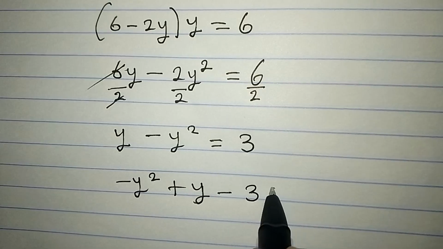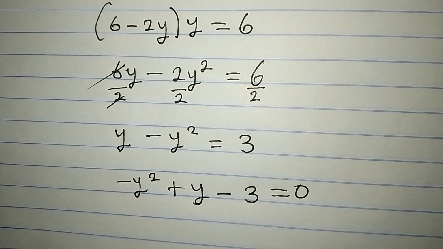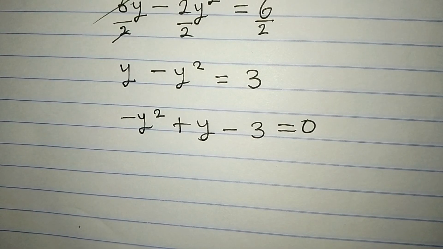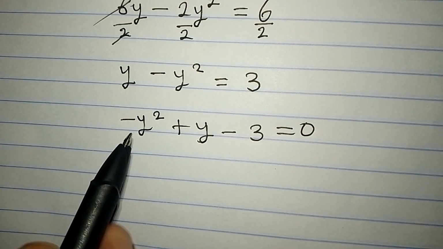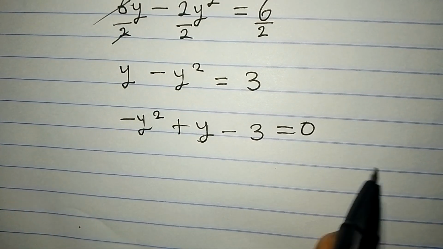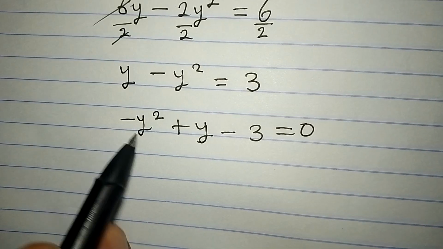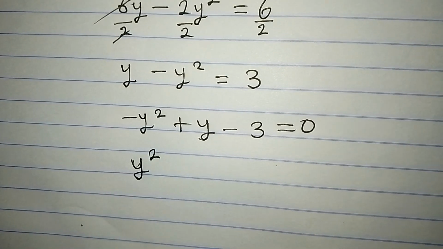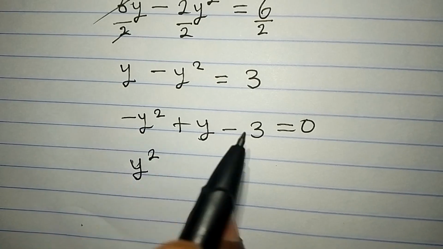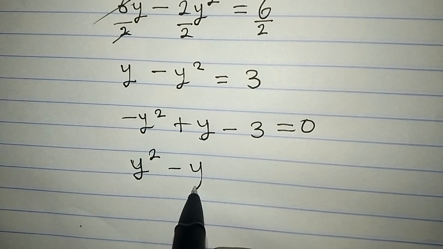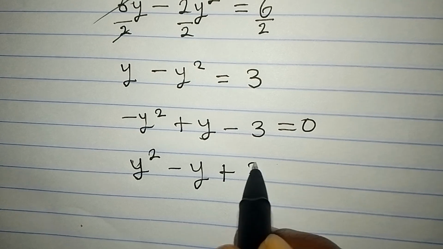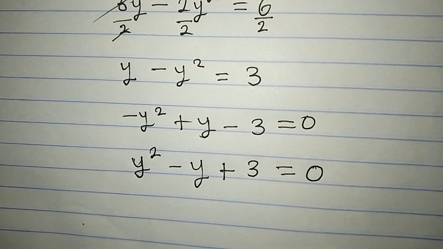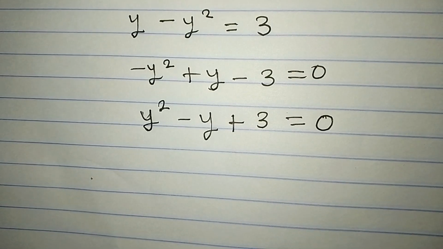minus 3 equals 0. But we are not expected to have negative y squared. So we remove this by multiplying the negative by everything. So negative y times negative will give us positive y squared. Then the negative will turn this around to give us negative y. This becomes positive 3 and everything is equal to 0.